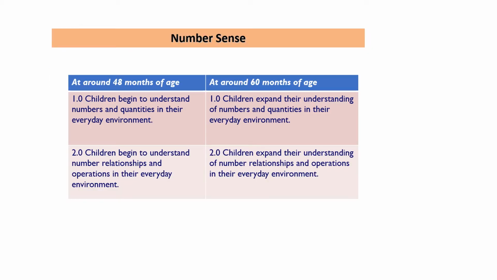And so here's an example of the at around 48 months of age and the at around 60 months of age in the Learning Foundations for number sense. So number sense is the strand, and the substrands are child begins to understand number and quantities in their everyday environment at 48 months. And the second one is children begin to understand number relationships and operations in their everyday environment. And then you can see the changes that will happen as they get older. They'll expand their understanding in both cases.